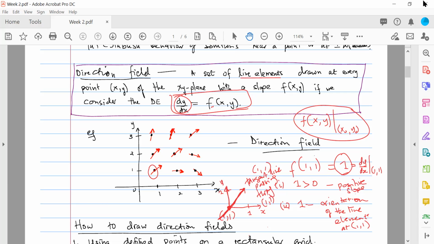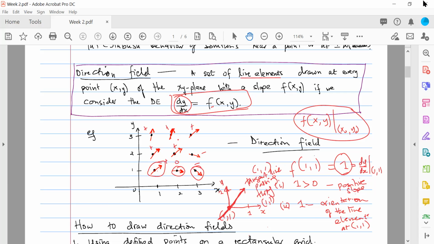Whatever you are now seeing here in this graph is just an illustration. It's just saying at this point we have a positive gradient. Here it's horizontal, so the gradient is 0. Here you can see it's a negative gradient, then a positive gradient.